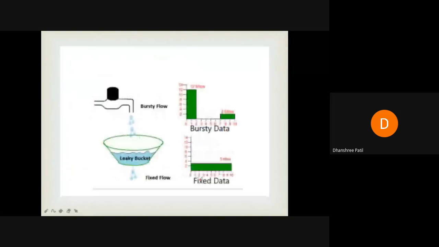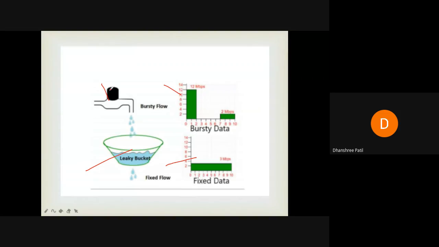So I'll show you a simple diagram from which you will understand what the leaky bucket algorithm is. Okay, you can see here. So these are the two comparisons. Compare this diagram with this one, and compare this diagram with this one. Okay, how the data is maintained.